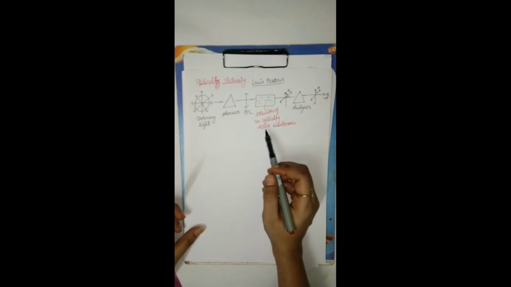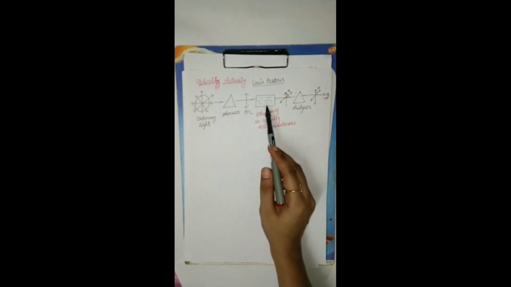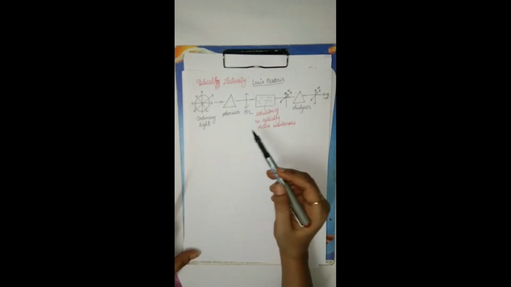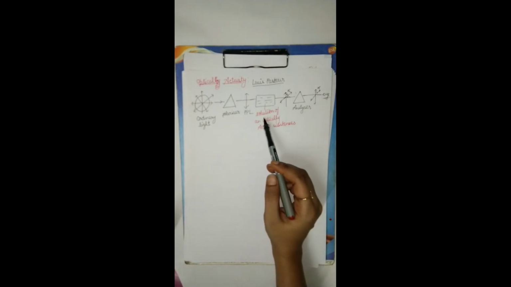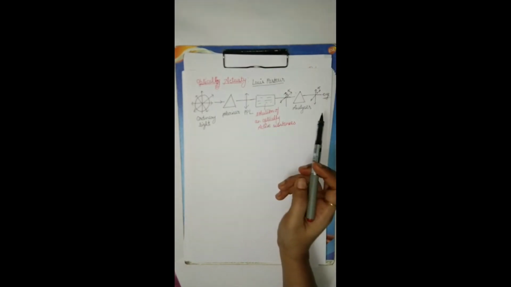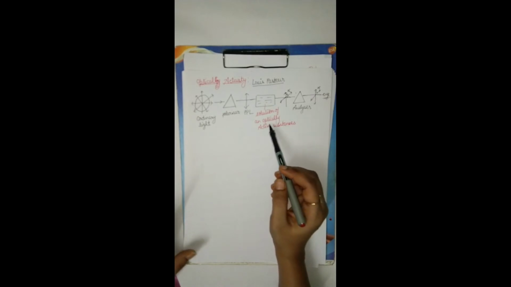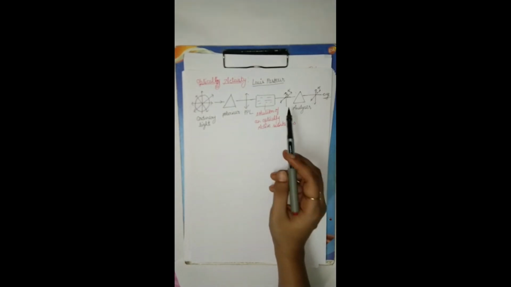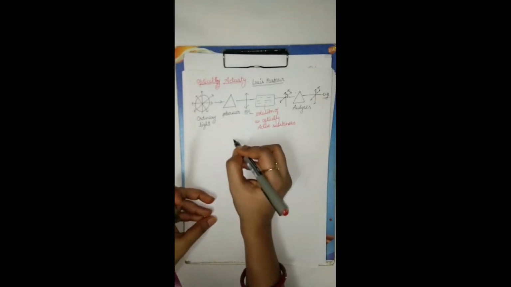So we can say that when an ordinary light is passed through a Nicol prism which is made up of calcite, we will get plane polarized light. If the solution of an optically active substance rotates plane polarized light towards clockwise direction, it is called dextrorotatory. If it rotates plane polarized light towards anti-clockwise direction, it is called levorotatory. So this is the one experiment, in which we will get the dextrorotatory and levorotatory.